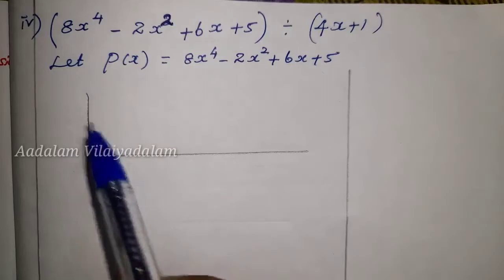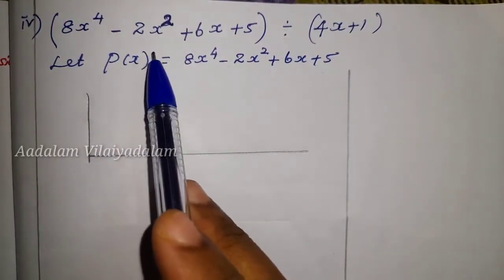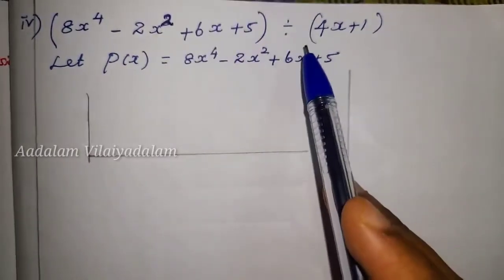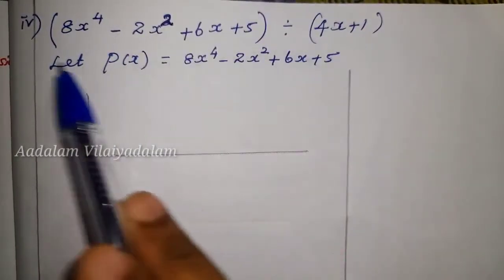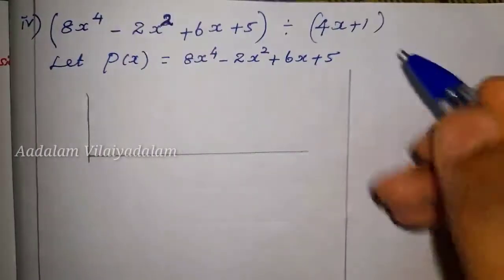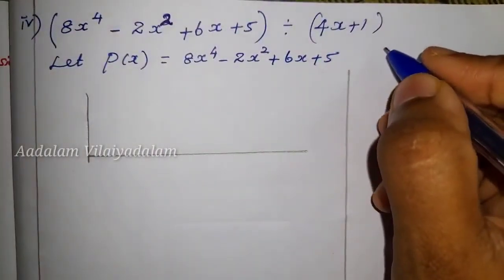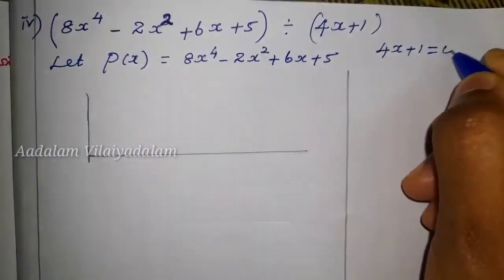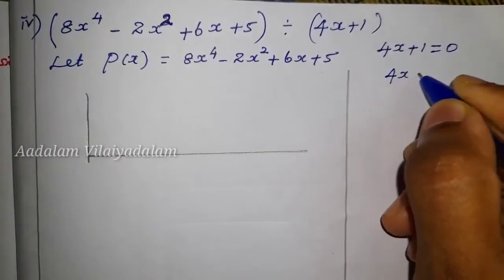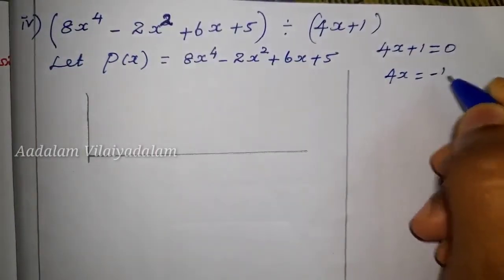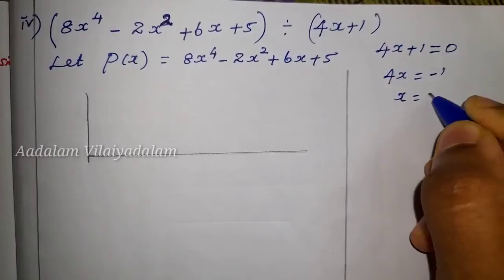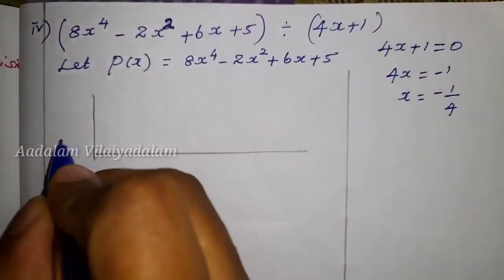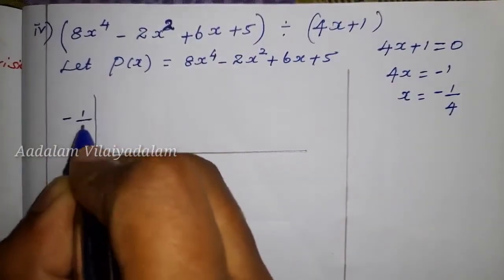Fourth question, 8x power 4 minus 2x square plus 6x plus 5 divided by 4x plus 1. So first we take p of x here. So next we have to find the x value. So 4x plus 1 is equal to 0. So 4x is equal to minus 1. Now x is equal to minus 1 divided by 4. So the x value is minus 1 by 4. So write here first minus 1 by 4.